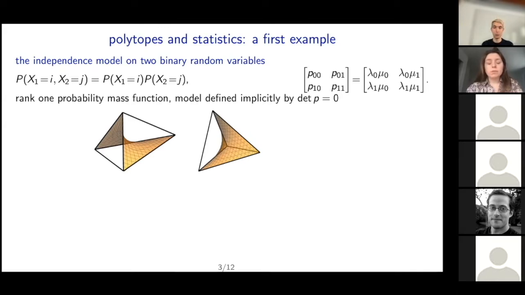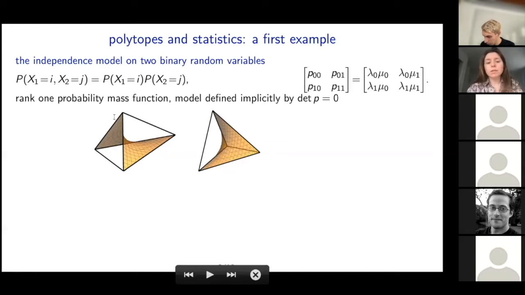Okay, so here are 2 pictures of what this model looks like. It lives inside the space of all possible 2x2 matrices that are probability mass functions. That is 2x2 matrices of non-negative entries that sum up to 1. Such matrices parameterize the 3-dimensional probability simplex, as seen here from 2 different viewpoints.